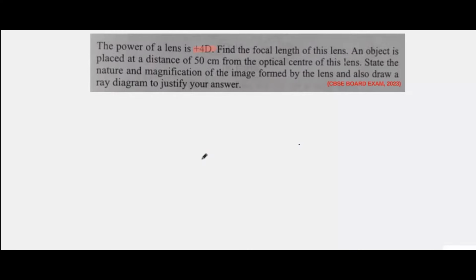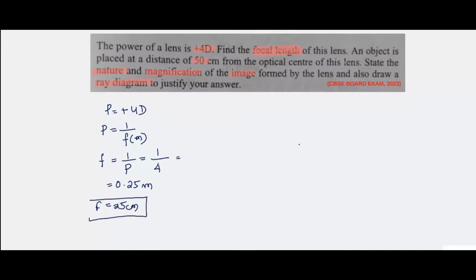So the power is positive, which indicates that it's a convex lens. So here we have a convex lens whose power is 4D and we have to find out the focal length of this lens. Then there is an object placed at a distance of 50 cm from the optical center of this convex lens. We have to find the nature of the image formed, find the magnification, and justify it using the ray diagram.